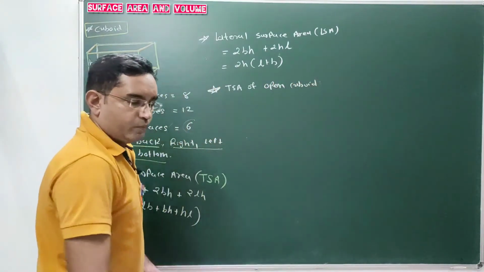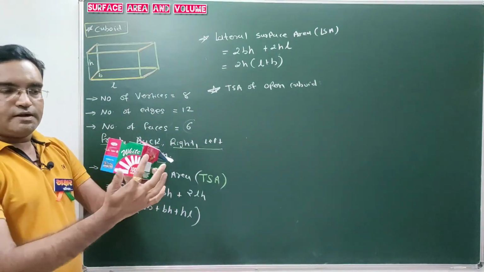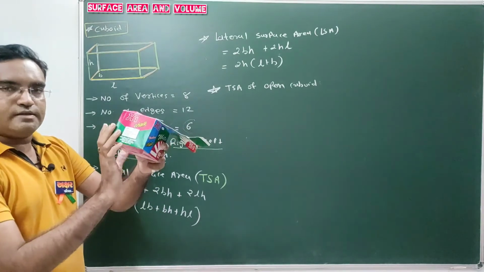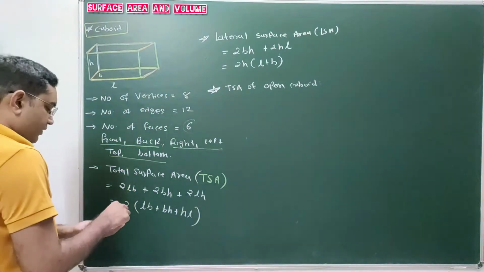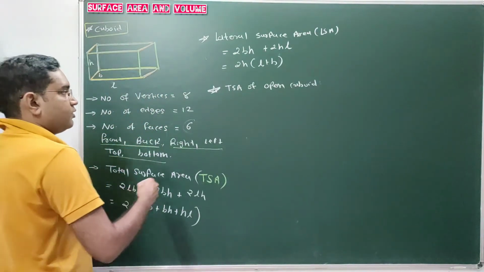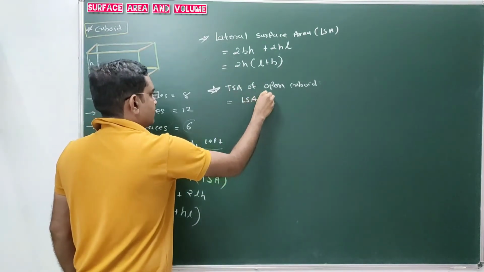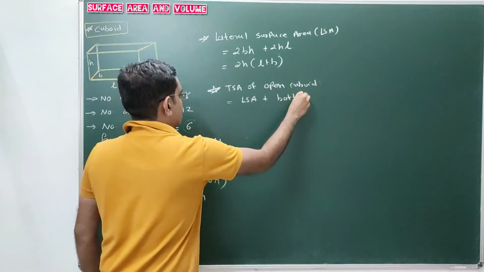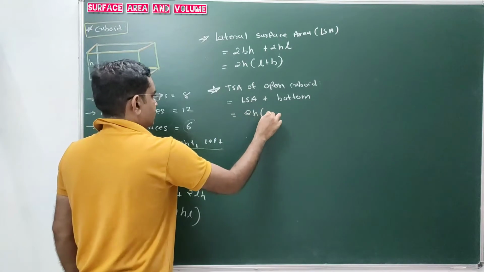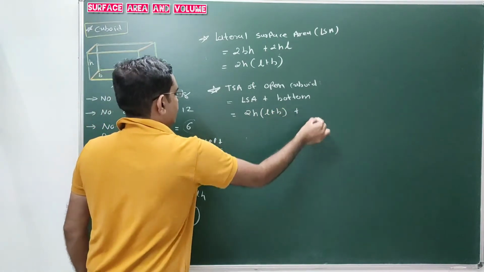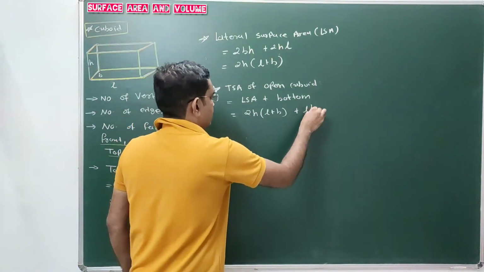As we discussed earlier, for an open cuboid we have to eliminate the area of the top part. So lateral surface area, the area of these 4 sides, plus the area of the bottom, that we have to consider. So the total surface area of an open cuboid is lateral surface area plus area of bottom only. Lateral surface area is twice of H into (L plus B), plus area of bottom, that is LB.